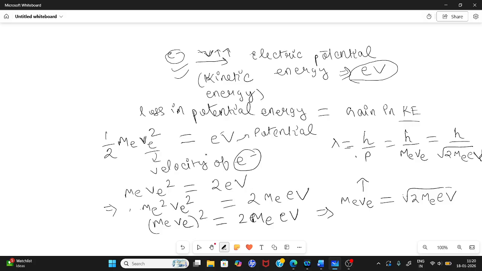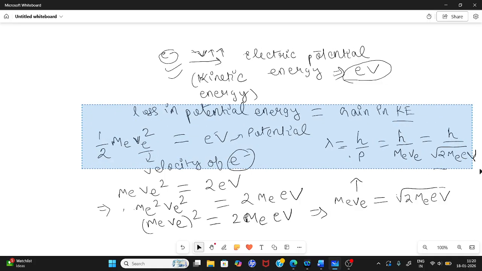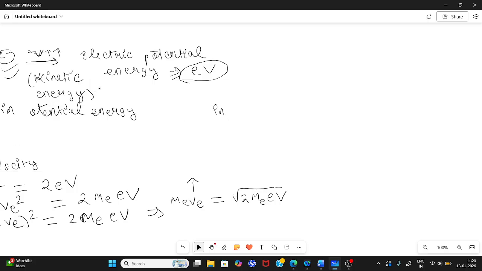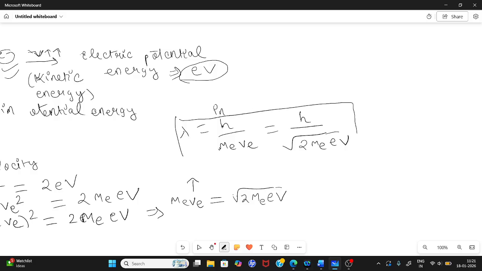So this is the relation. The final relation that we have just derived will be lambda equal to h by m_e v_e, that is the momentum, which is equal to h by the square root of 2 times m_e times eV. So this is how it varies with the voltage.